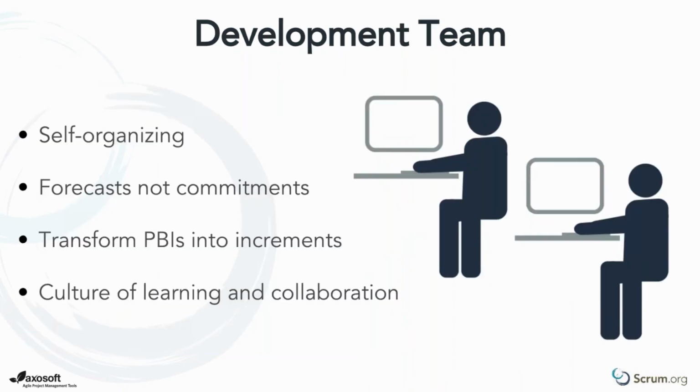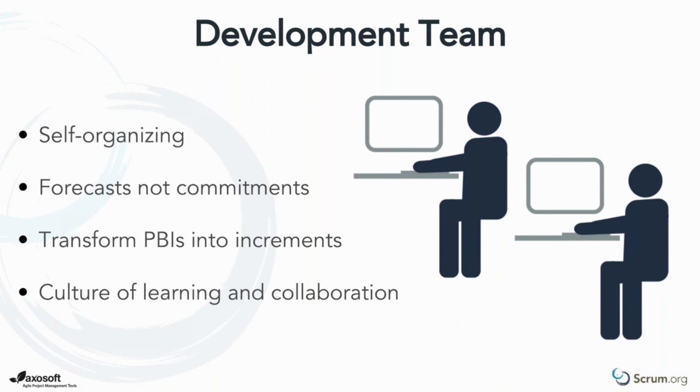The last role is the development team. The development team is self-organizing. They work together to figure out how they're going to deliver the work defined by that product owner. They're going to do forecasts. They're not committing. So when we pull work into a sprint, and I'll talk about the sprint backlog in a few moments, they don't commit to, oh, this is all of the work we're going to do, but they forecast that this is what we are going to be able to do because we're time boxed within that sprint. We're going to get the work done we believe we can get done within that sprint.